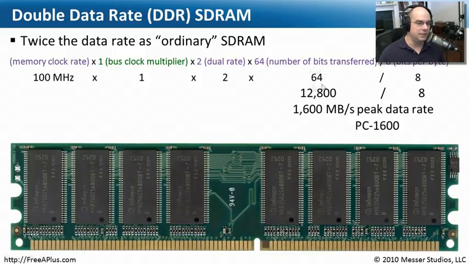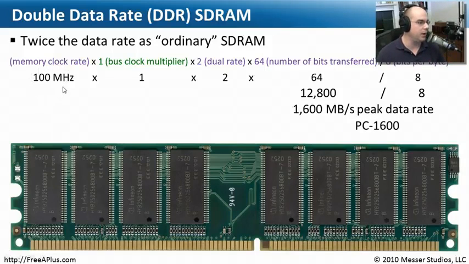We're transferring 64 bits on each clock, and in a single byte, there are 8 bits. So at the end of this equation, we'll be dividing all of this by 8. If we multiply 100 megahertz times 1, well, that one's easy, times 2, and times 64, we get a total of 12,800. That's the number of bits transferred. We divide that by 8 to get the number of bytes transferred, which means that this memory can support 1,600 megabytes per second at a peak data rate.